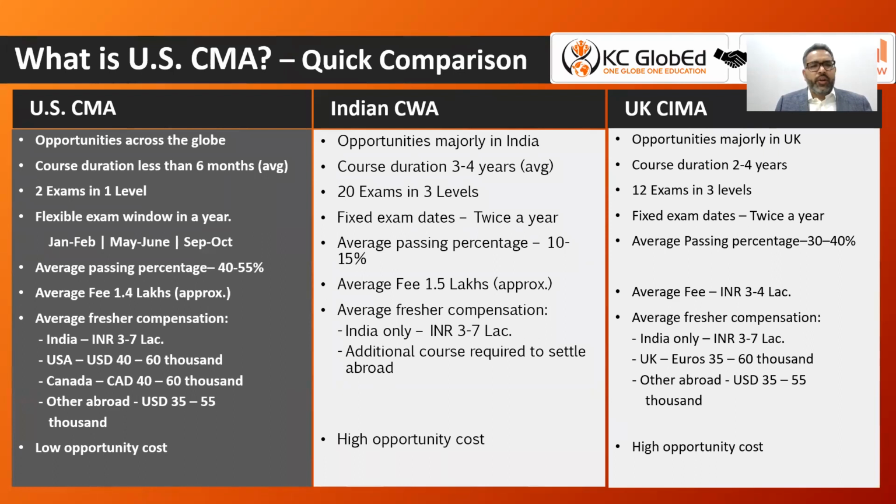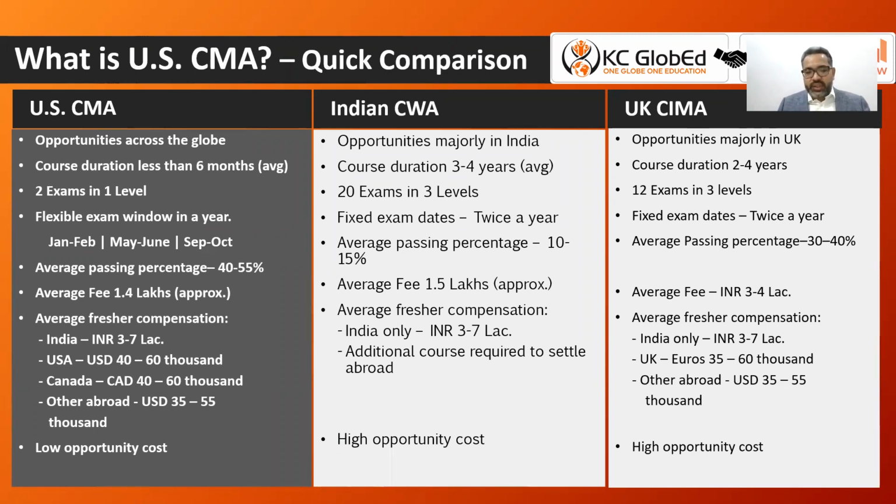Second thing is duration of the course. If you see CA, CS, ICWA, the Indian professional courses, they all are like 3 to 4 year or 4 to 5 year programs. Whereas UK CIMA takes like 2 to 4 years. If you see the US CMA, it can be done easily in 6 months. The main reason is it has only 2 exams and 1 level.